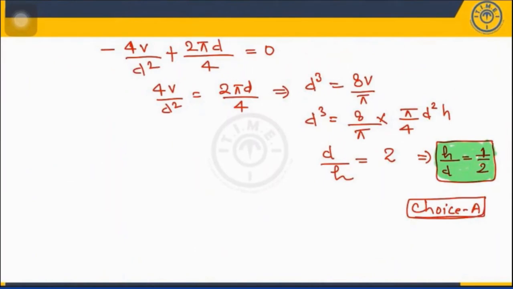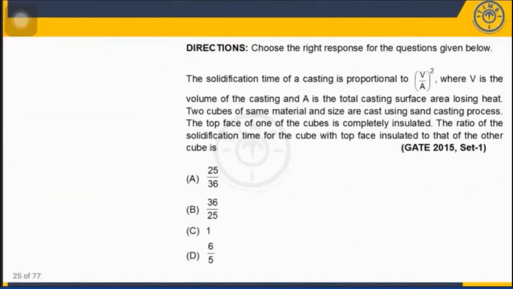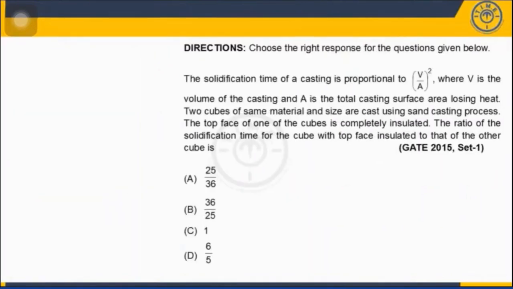Choice A will be the correct answer. Okay. So we have 20 more minutes, so I will discuss some of the other problems. Can you please try this problem? Otherwise, I will discuss the same.